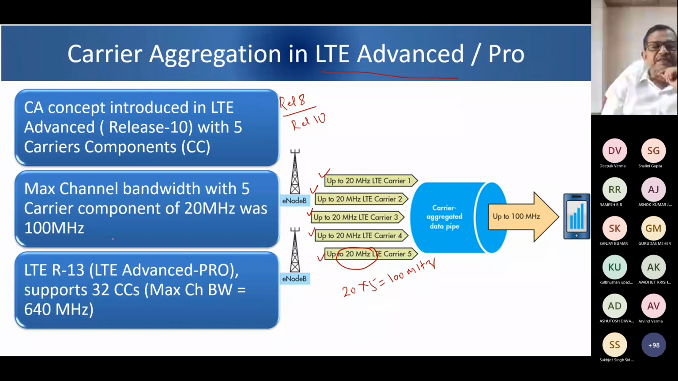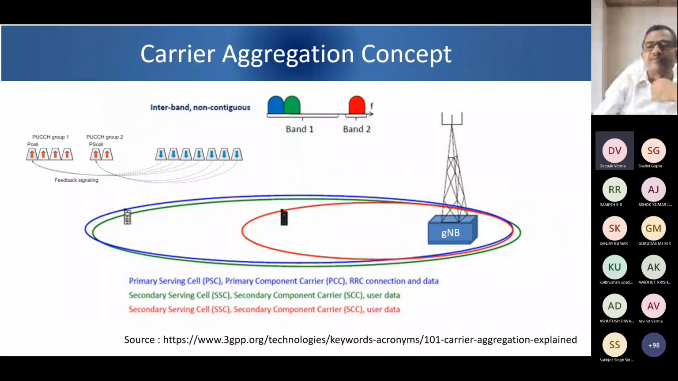Later in release 13, R13, they came out with the concept of 32 component carrier aggregation, but perhaps this was not used and people were still on release 10, etc. Okay. So let us understand the concept of carrier aggregation.